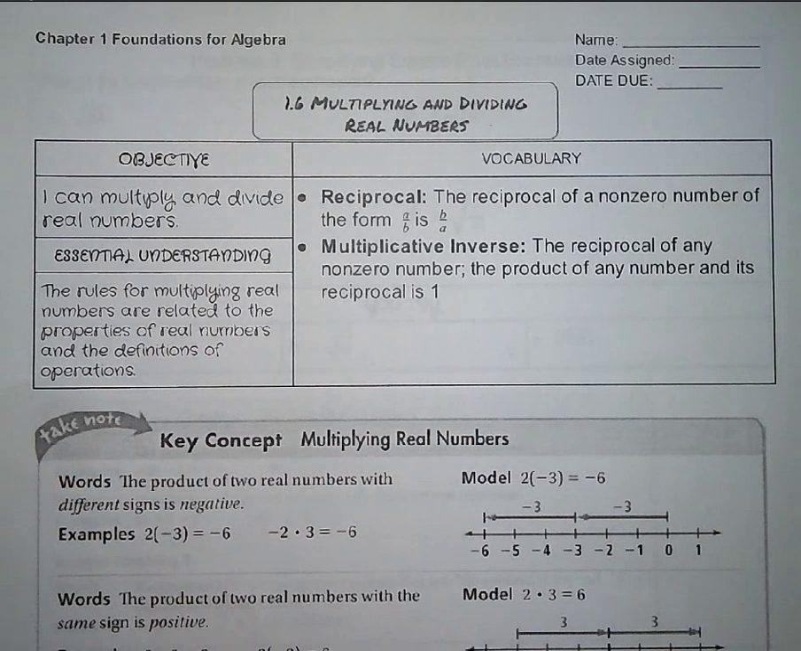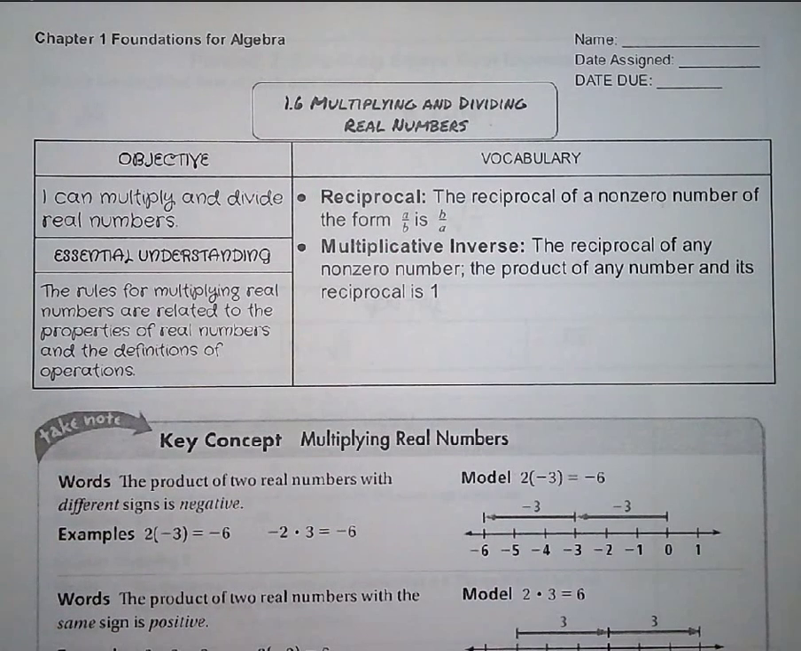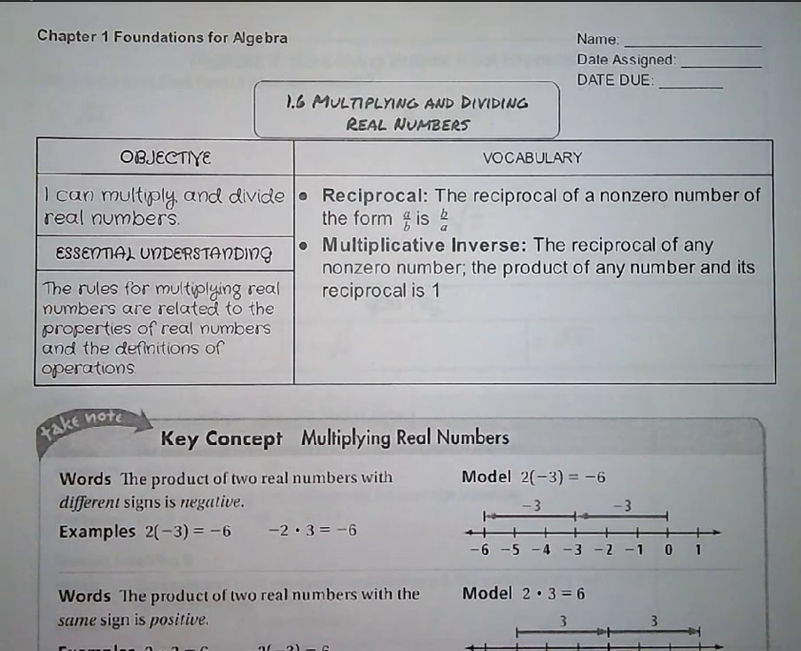Our objective for this lesson is that I can multiply and divide real numbers. Our essential understanding: the rules for multiplying real numbers are related to the properties of real numbers and the definitions of their operations. So we have two new vocab words for you. They may have been things you've seen before.